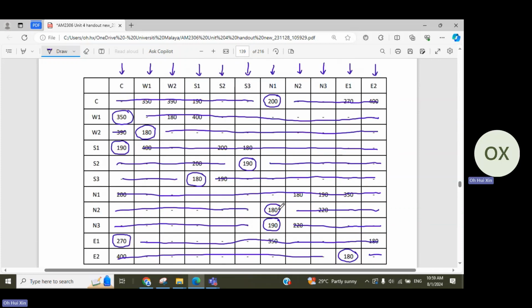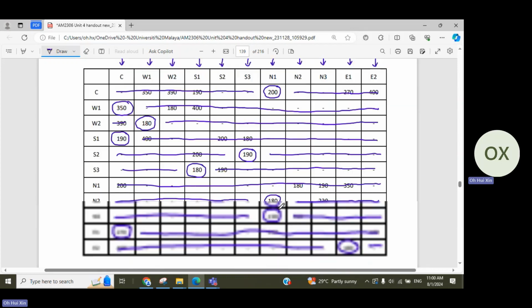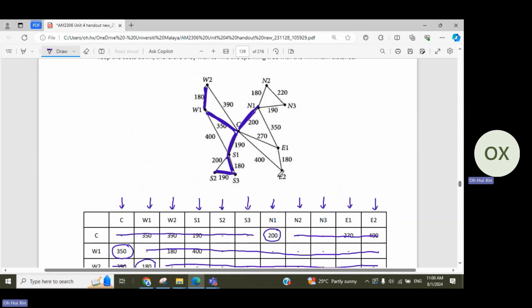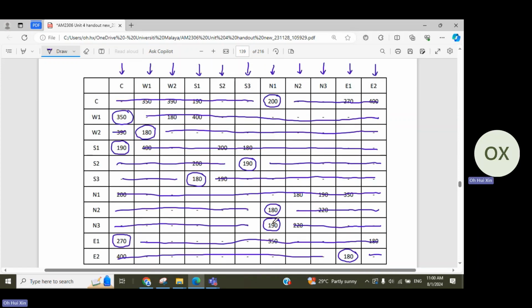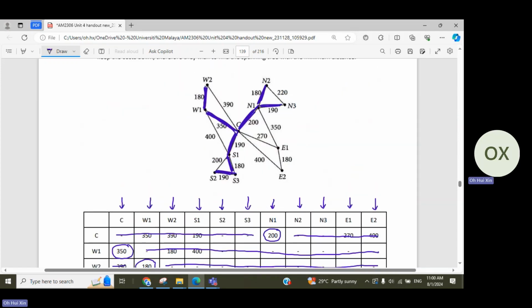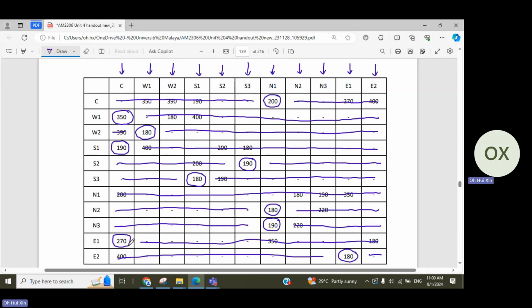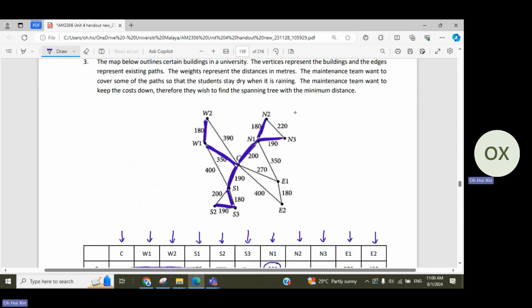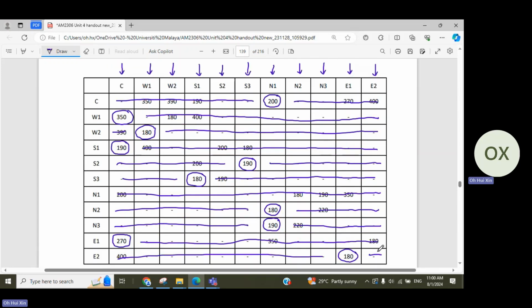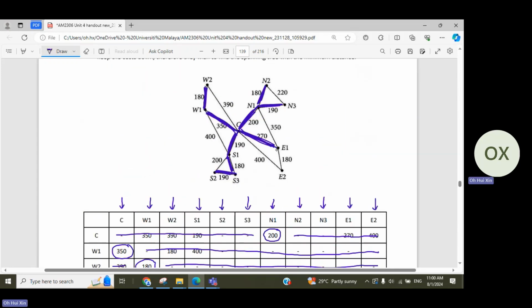Next one, N2 and N1. Then N3 and N1. Then 270 between C and E1. Then after that, E2 and E1. Okay, so that's your answer.